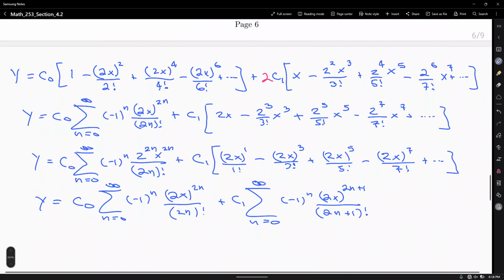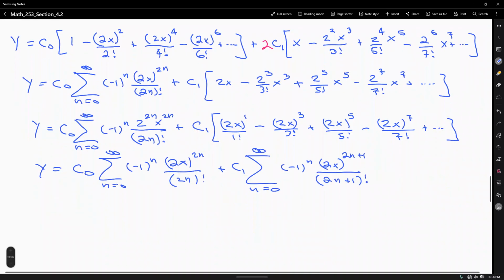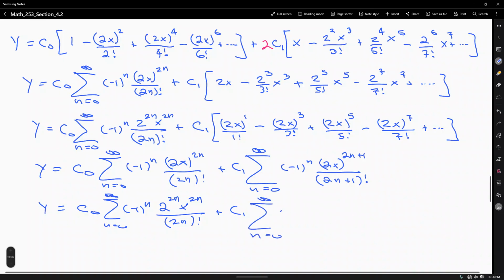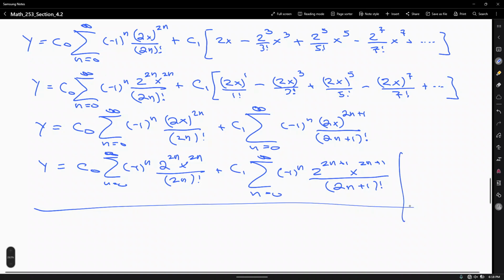Let me distribute the powers here. y equals c sub 0, sigma n equals 0 to infinity, negative 1 to the n, 2 to the 2n, x to the 2n over 2n factorial, plus c1 sigma n equals 0 to infinity, negative 1 to the n, 2 to the 2n plus 1, x to the 2n plus 1 over 2n plus 1 factorial. This is our final answer using power series.